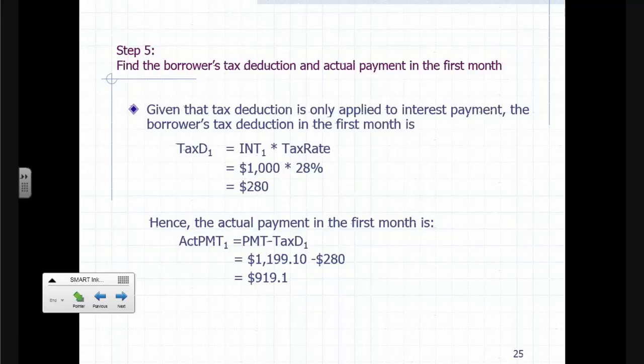So in this problem, you just assume they're in the 90,000 to 189,000 tax bracket. That's your actual payment for the first month. I'm talking about the tax bracket. You just assume the given one, the 90,000 to 189,000. The question says it.